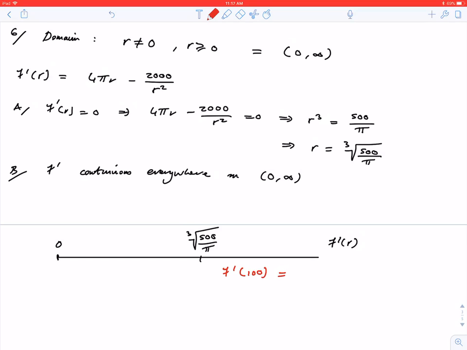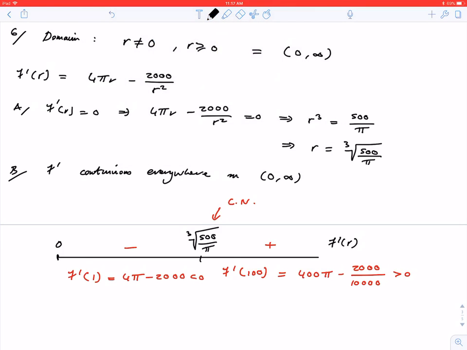Now, f prime of 100 is what? If I feed it in, it's 400 pi minus 2000 divided by 100 squared. That's definitely positive, so I'm definitely positive on this side. 500 over pi is bigger than 1, so the cube root is bigger than 1. So on this other side, we could check f prime of 1. Well, that's equal to 4 pi minus 2000. That's definitely negative.